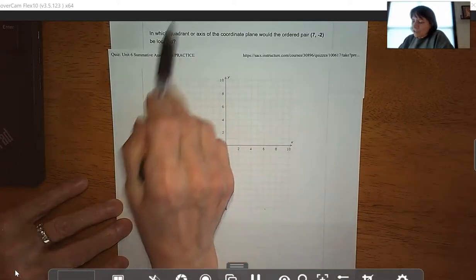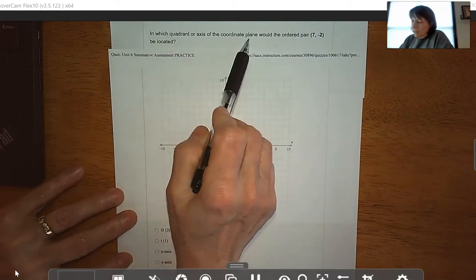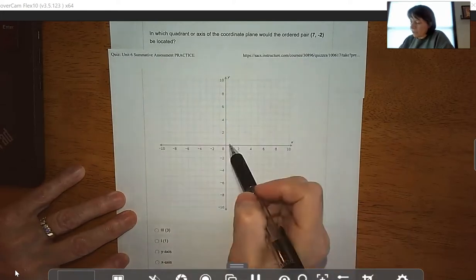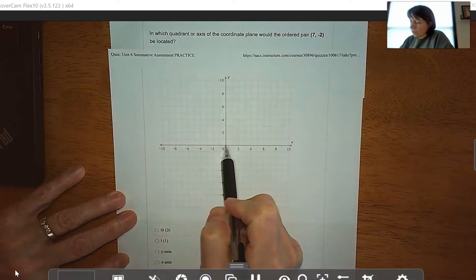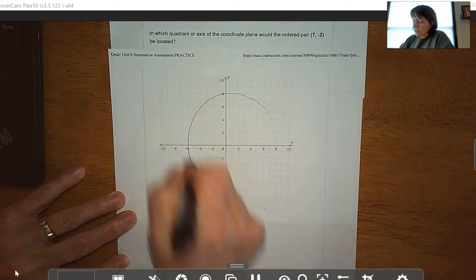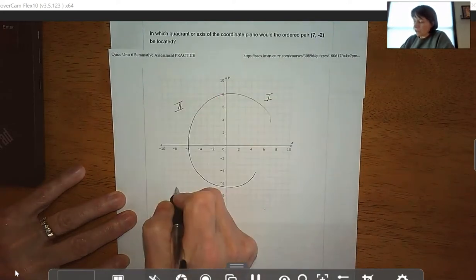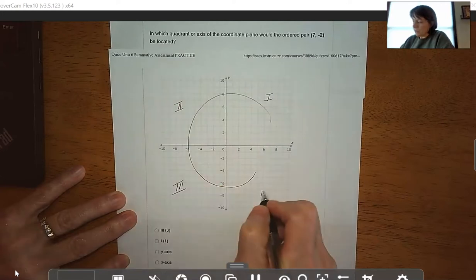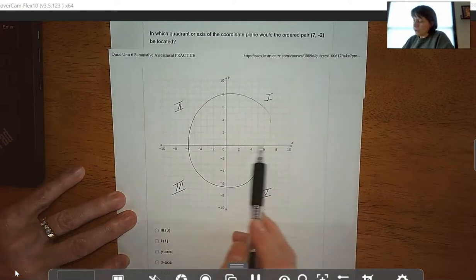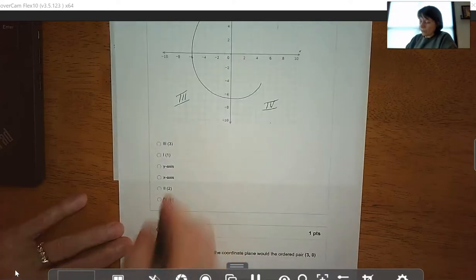Alrighty then, question 14 asks us, in which quadrant or on which axis of the coordinate plane would the ordered pair 7, -2 be located? So we can kind of look here. If we start at the origin and go over 7 and then down 2, remember this goes in a C, and this is 1, and this is 2, this quadrant is 2, this one is 3, and this one is 4. So if we're looking for 7, -2, over 7, down 2, would put us in quadrant 4. So we would choose quadrant 4 here.